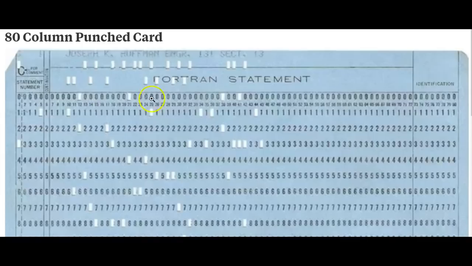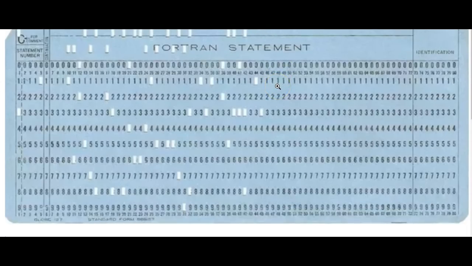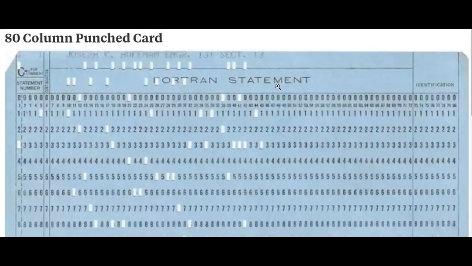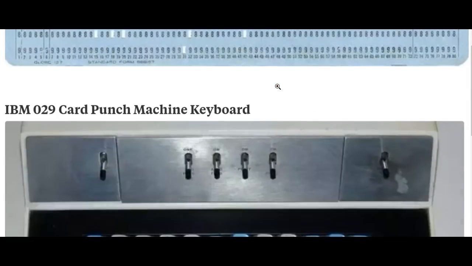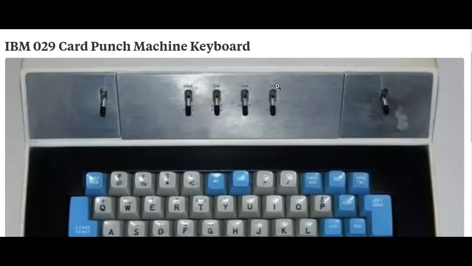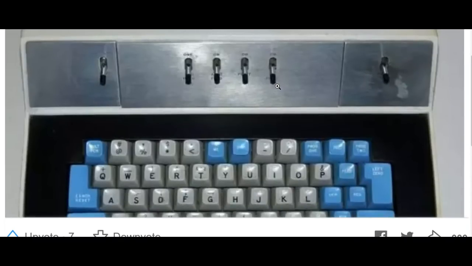All right, as you can see, it's got the name Joseph K. Huffman up here. And it differs based on the county and the state, and that's why there's a sector and a couple of different numbers or section and different numbers up here, because this is an actual birth certificate Fortran statement. This is an IBM 029 card punch machine keyboard.